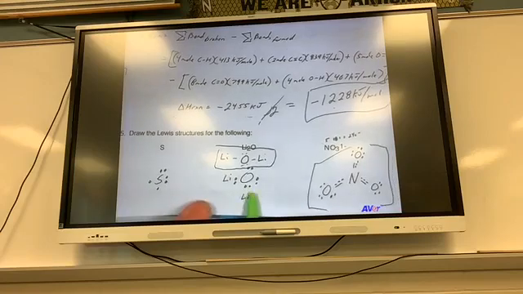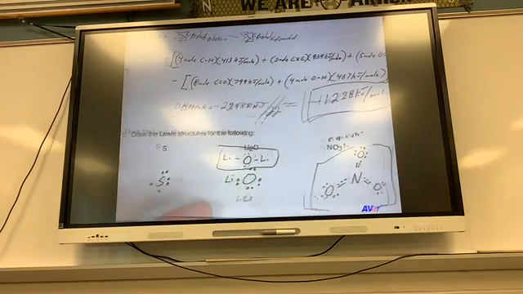And then I drew it like this. Sometimes you'll see it like this, where they just put the lone pairs instead of bonds. But you might see that.